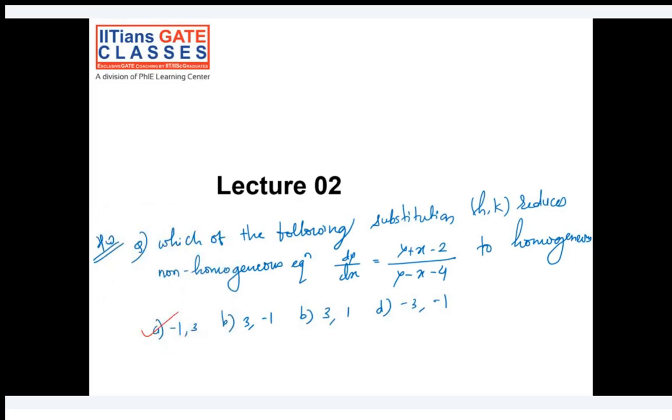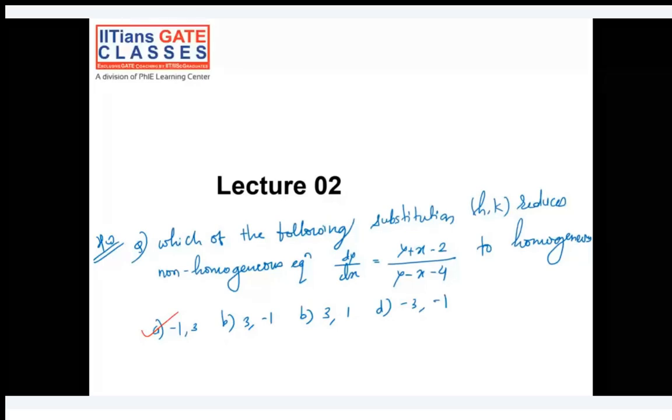So you can clearly see it is a type 2 problem where a1 by a2 is not equal to b1 by b2. a1 by a2 is minus 1, b1 by b2 is plus 1. So you try to solve this and get the correct answer here. And for type one, I have already shown you one problem.